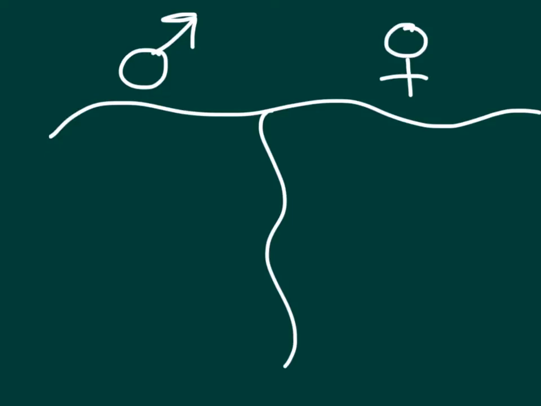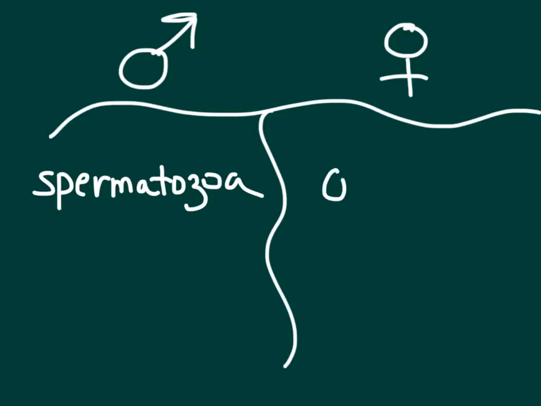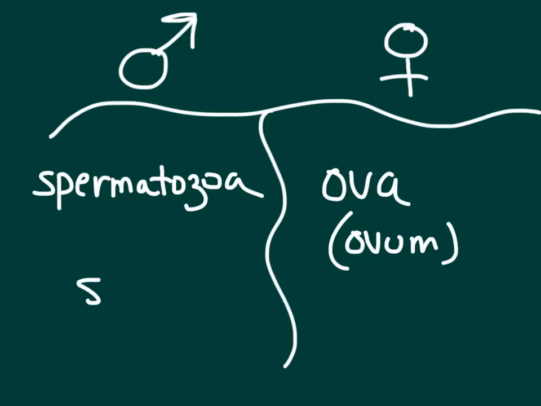In males and females, this means different gametes are made. For males, they're called spermatozoa, and that's the plural. The singular is spermatozoan. For females, the plural is ova, the singular is ovum. These are our Latin-based words. Simply, we're talking about sperm and eggs.